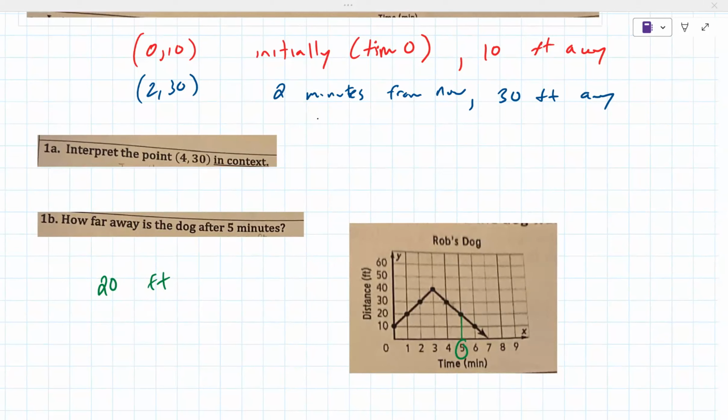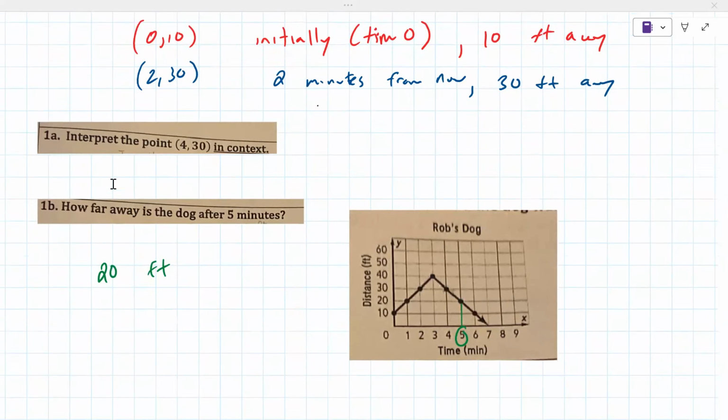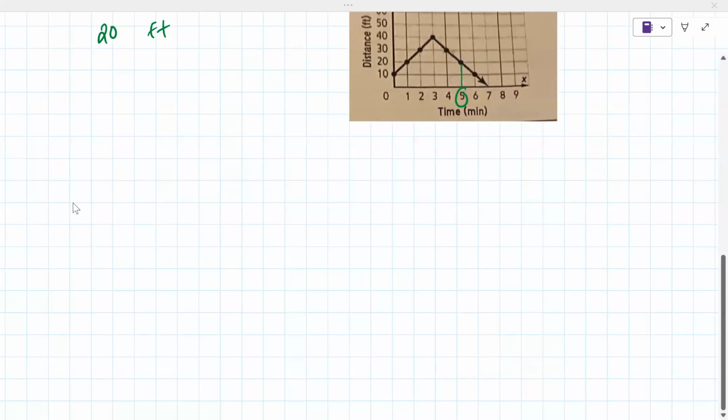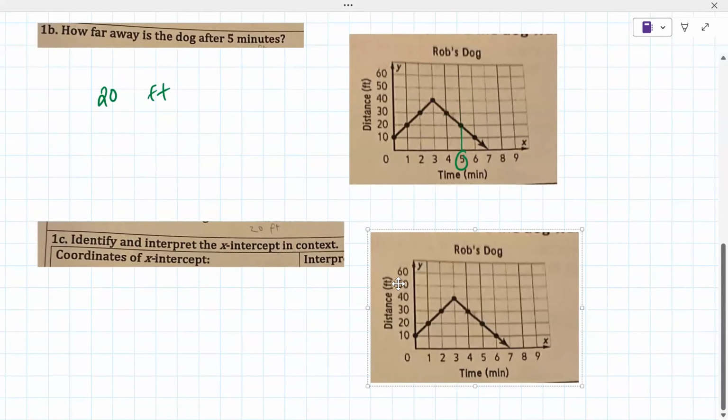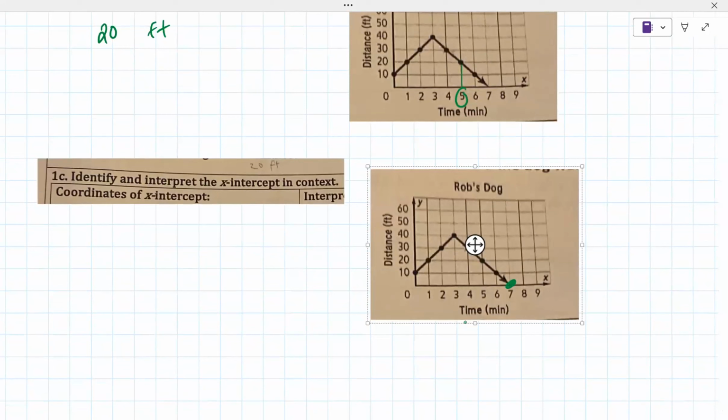not interpreting. So 1C wants you to identify, interpret the x-intercept. So the x-intercept is down here. You have it correct. Well, actually, you said you don't have it up on your screen, so I'll let you give me that. The x-intercept is like 7 in this scenario. Yeah, so 7, 0 is that point there. That's the first part. That's the identify.